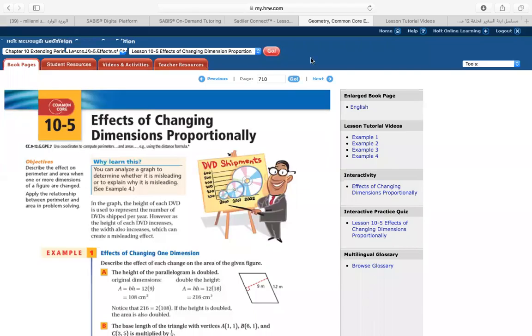Good morning, grade 9. Our lesson today is chapter 10, lesson 5 in geometry. The lesson is effects of changing dimensions proportionally.